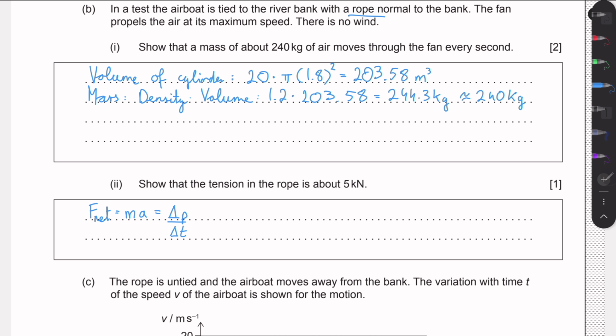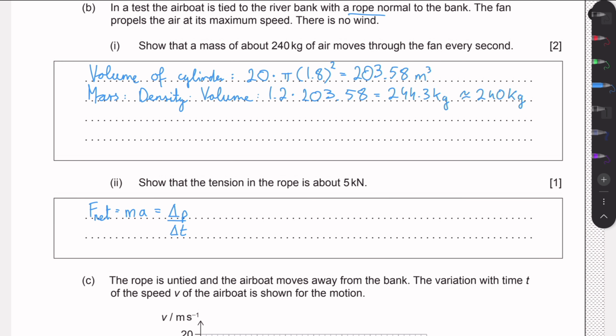This is just another typical case where IB uses the keyword "show" something. If we need to show something, then it always means that we're going to need to use this answer later on in our working out. So this can also be a hint that we can calculate this kilograms per second value.